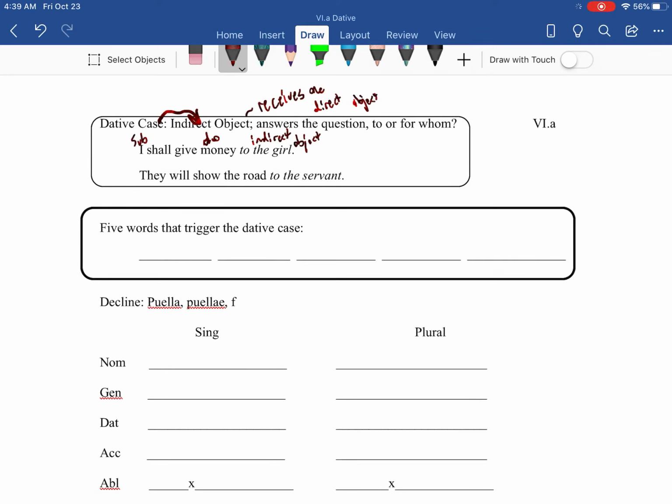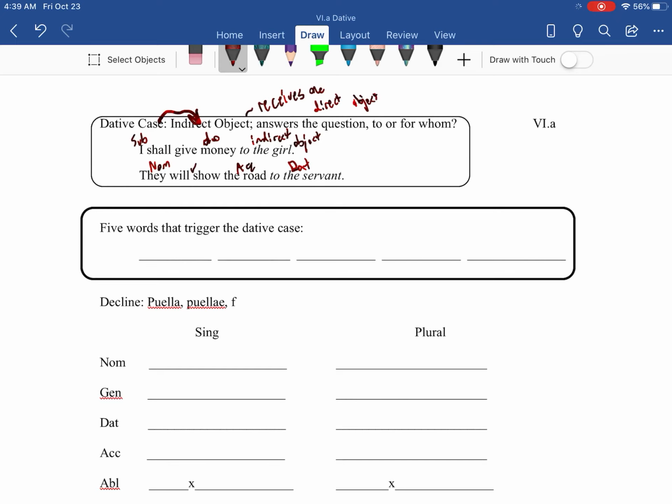And so when they will show the road to the servant, they is nominative, it's a subject. Here's your verb. This is going to be accusative because it's a direct object. And then this will be dative because it receives the direct object, making it the indirect object.